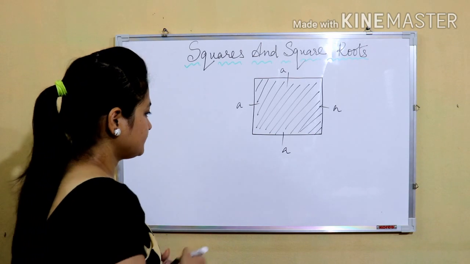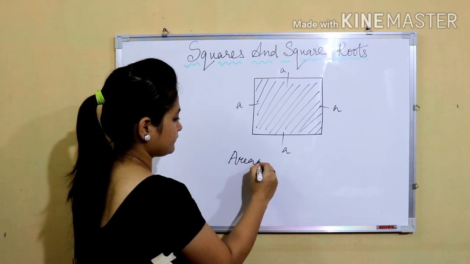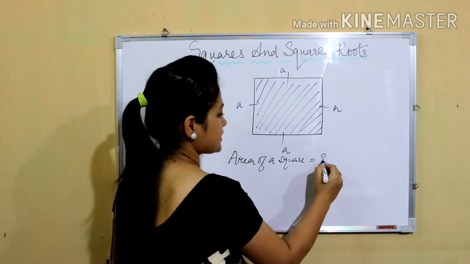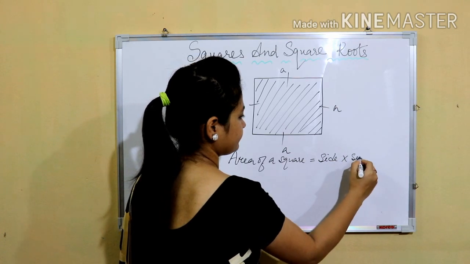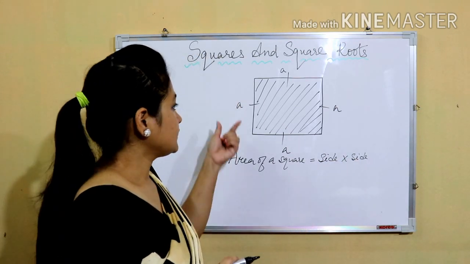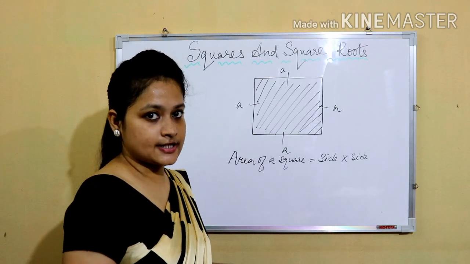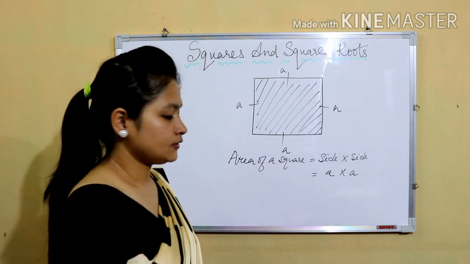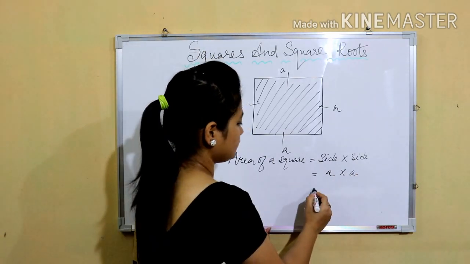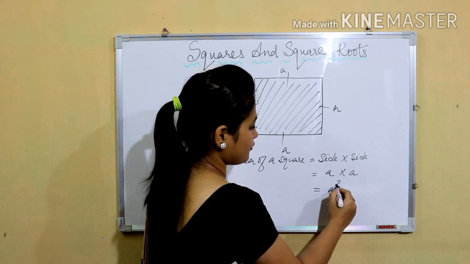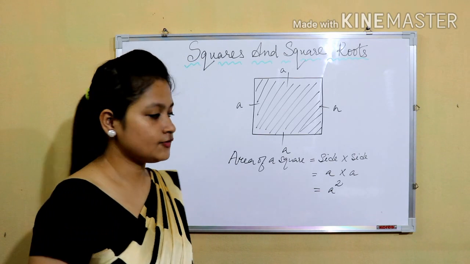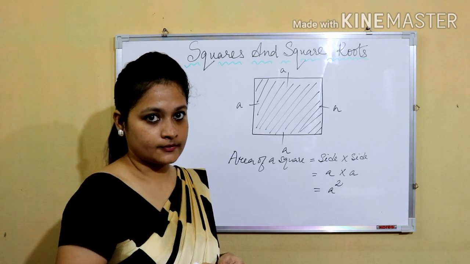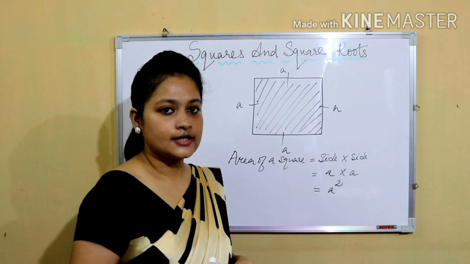So, area of a square is side into side. That means the length A is multiplied with itself, A into A. We can write A into A as A to the power 2. So this is the area of a square. That means the side is multiplied with itself.